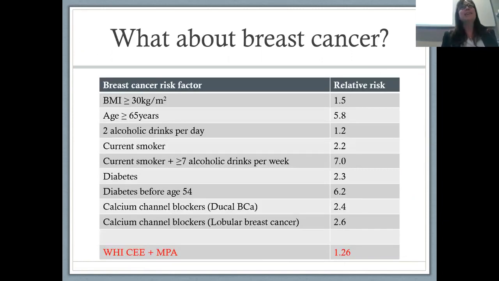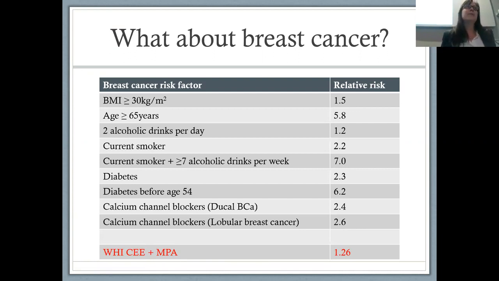Now, I've put in these slides because I have these laminated on my desk. I get asked this question pretty much every session with my patients. They say to me, but breast cancer is caused by hormone replacement therapy, isn't it? Well, the Women's Health Initiative study, the worst health study we've had in menopause, gives you a relative risk of 1.26.